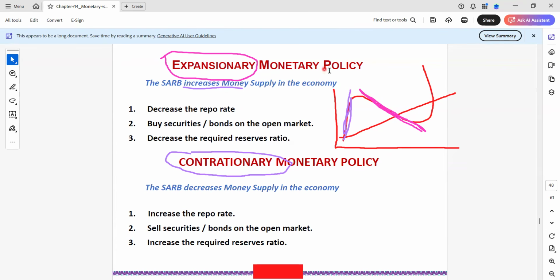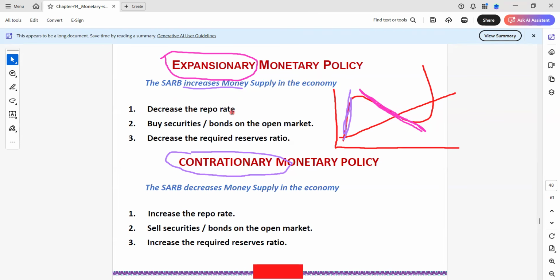The expansionary monetary policy is used. You don't have to know this, but it helps to know this so that you can understand the things I'm about to explain now. It helps to know that the expansionary monetary policy is used when the economy is in a contractionary phase in the business cycle, where the economic activities are declining. So what would happen is that the South African Reserve Bank will decrease the repo rate.